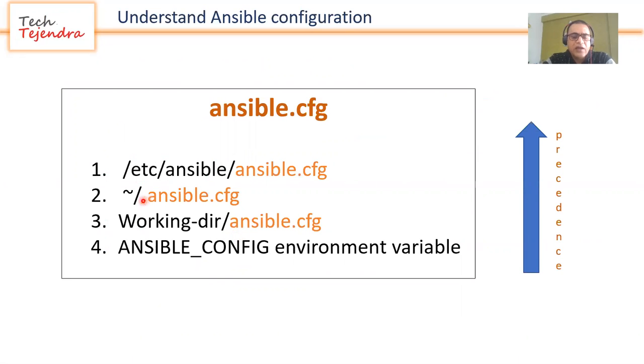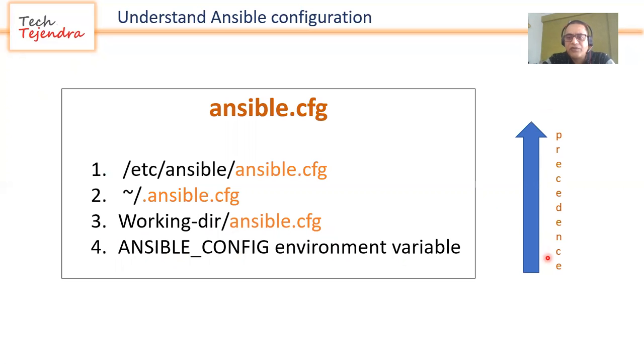Okay, then the user's home directory. Inside it you can create a dot, which means hidden, .ansible.cfg file. And third is your working directory. Whatever working directory is yours, inside your working directory you can create the ansible.cfg file. And the fourth way is to use the environment variable ANSIBLE_CONFIG. This variable may contain the location of your Ansible configuration file.